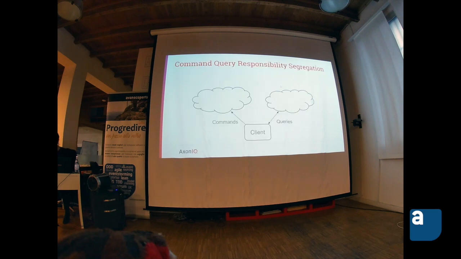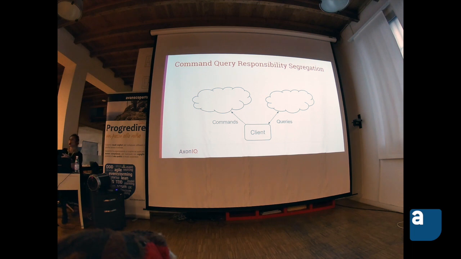We can use, for example, the command query responsibility segregation pattern. This is a very simple pattern because it says a simple thing: that our application should be divided into two different parts. One is responsible to give us the information, and the other one is responsible to change this information. In other words, if we want, for example, to get some data, we can send a query to our application. If instead we want to modify or manipulate this data, we can send a command to the application.